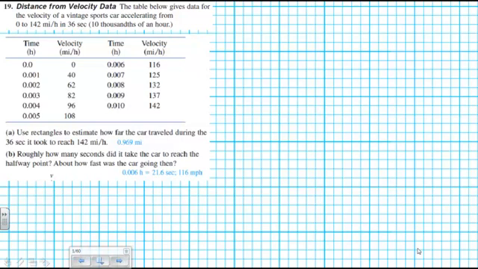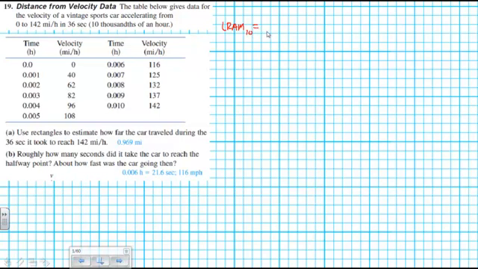Okay, here is a solution to problem 19. Let's take a look at trying to find the estimate to the distance traveled by using LRAM. In this case, we're going to have 10 intervals.